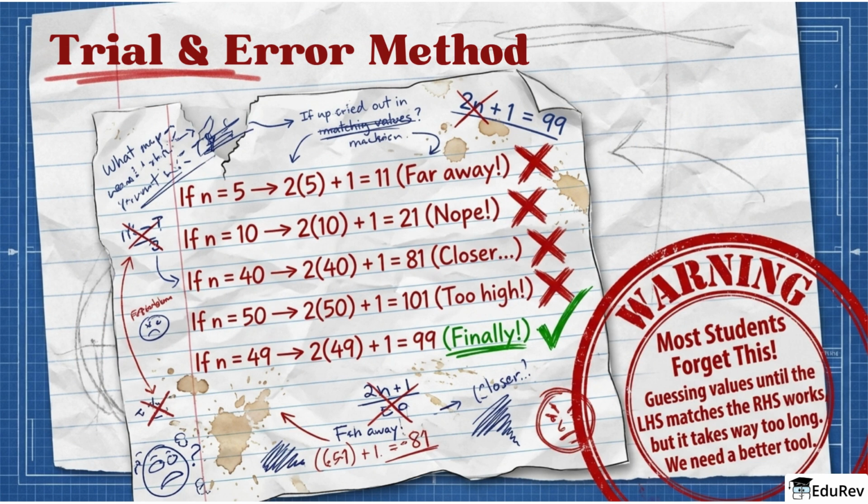That is called the trial and error method. It can work, but it takes time. You keep testing values until the left side matches the right side. For example, if the answer is 49, you may need many tries before you reach it. So, trial and error is possible, but it is slow. We need a better tool.